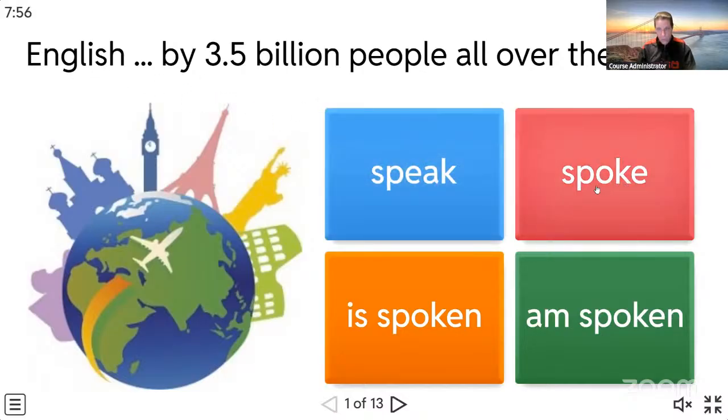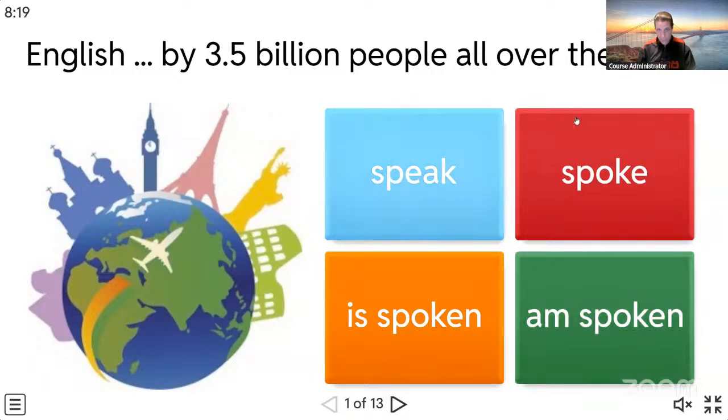So we also have the past form spoke. English spoke by 3.5 billion people. And we also have English is spoken. And then we also have English am spoken. Okay, so in the group, which one is correct? Is it speak, spoke, is spoken, or am spoken?